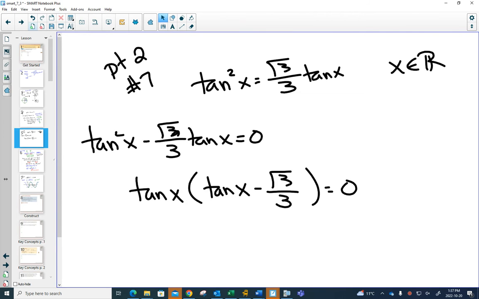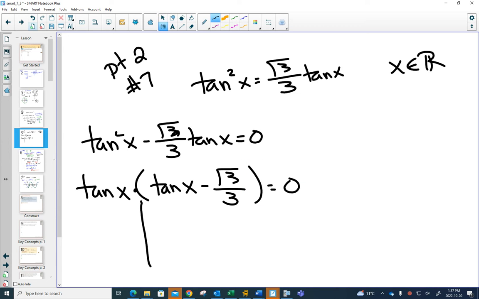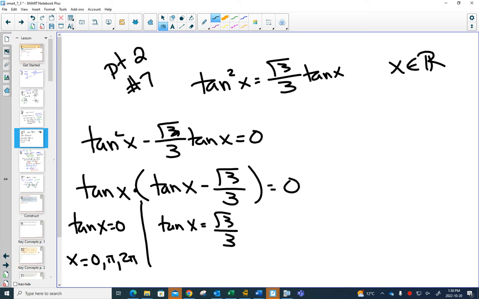And slide this over. And so now you've changed it to multiplying, so we can split it here. Either tan x is equal to 0 or tan x is equal to √3 over 3. Both of those values on your pie plate: this would be 0, pi and 2 pi. This would be pi over 6 in quadrant 1 and 7 pi over 6 in quadrant 3.